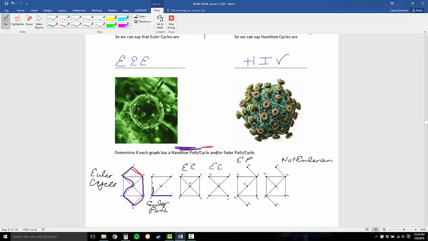So here's the Hamilton path. I've hit every vertex. Here I have both a Hamilton cycle and a Hamilton path. Ooh, why didn't you stay? Stay. Here's a Hamilton path here. And I can make this a Hamilton cycle.